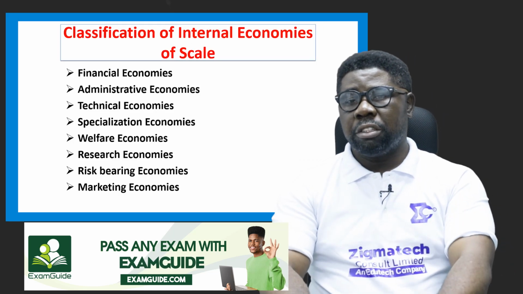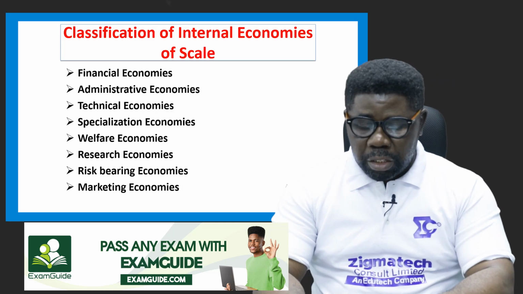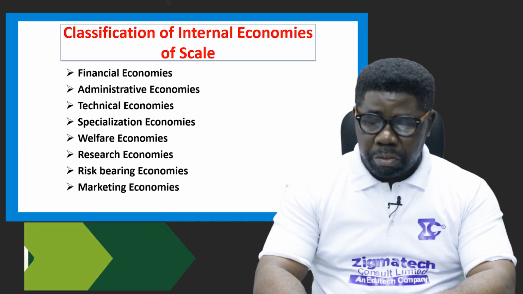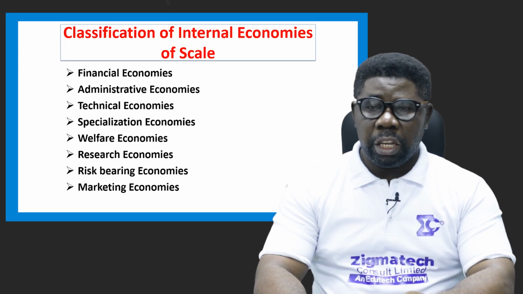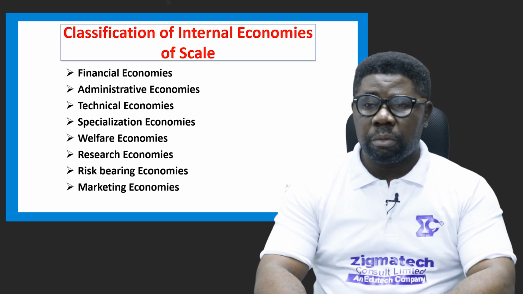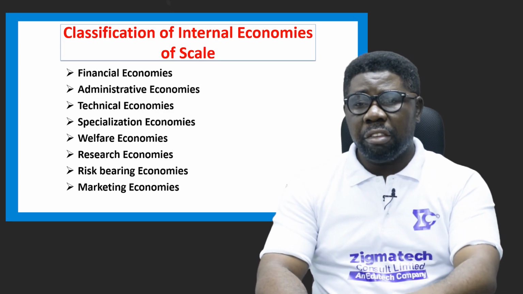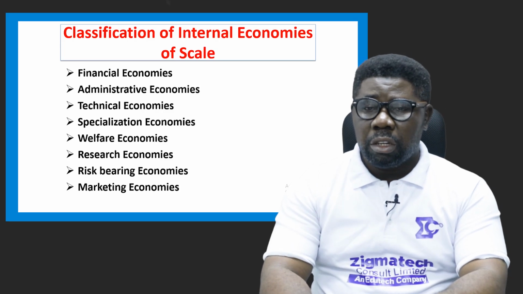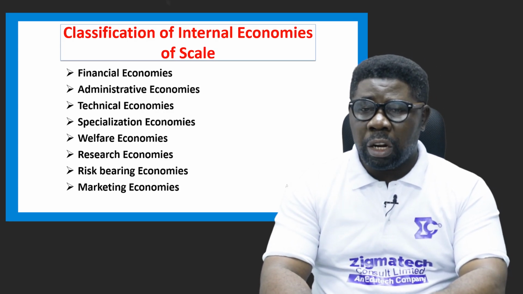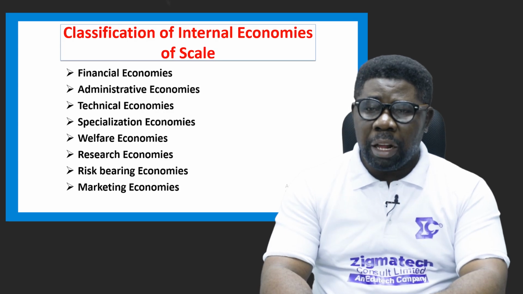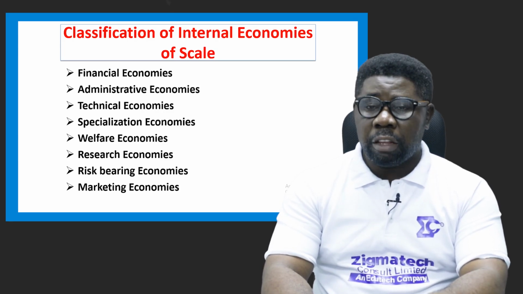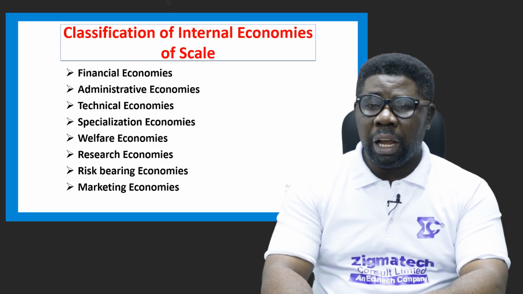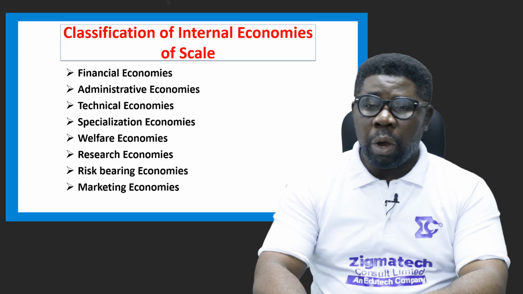Now, we want to classify internal economies of scale, the different types of internal economies of scale. One is that they have financial economies. They enjoy what? Financial economies. This means that they can easily manage their finances, how they buy and sell raw materials and other financial involvement to a better outcome, all right? Because of the size of the firm, they can buy things cheaper, they can buy things on credit, they can access money easily. That means they have financial economies. They have also administrative economies.